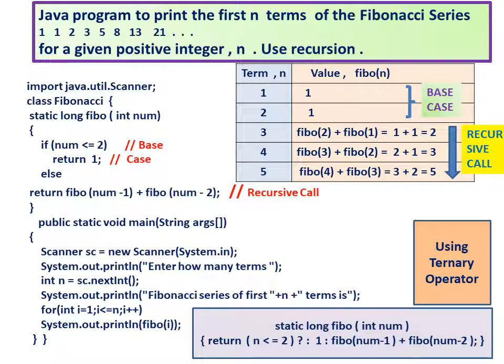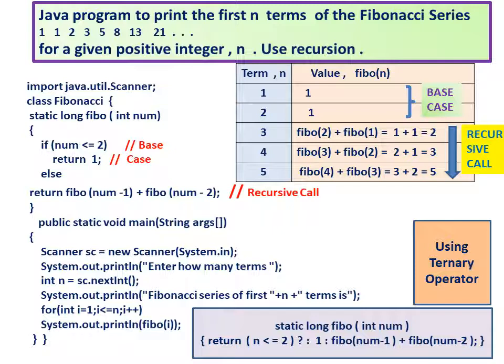Java program to print the first n terms of the Fibonacci series 1, 1, 2, 3, 5, 8, 13, 21, etc. for a given positive integer n. Use recursion. Here a different logic is used for the base case. If num <= 2, return 1. Recursive call is same, return Fibo(num - 1) + Fibo(num - 2).